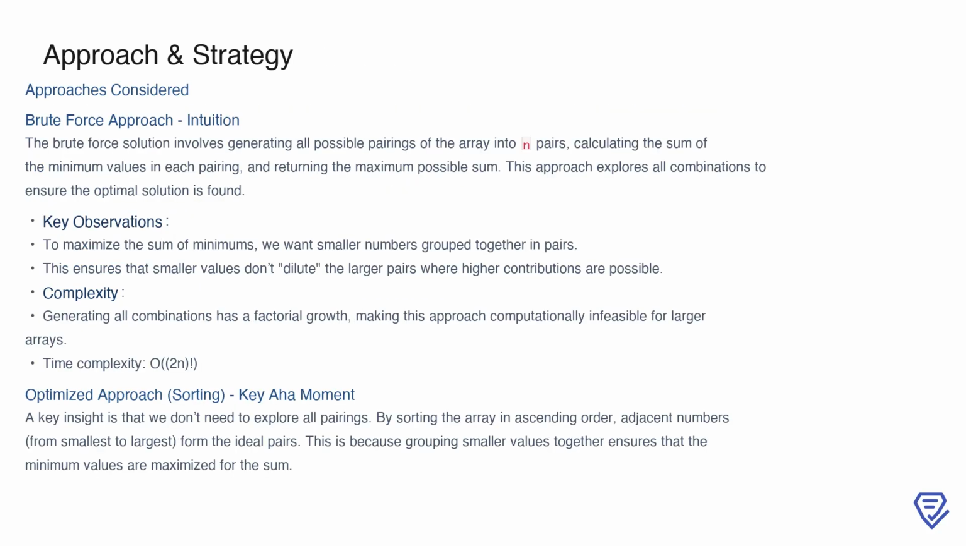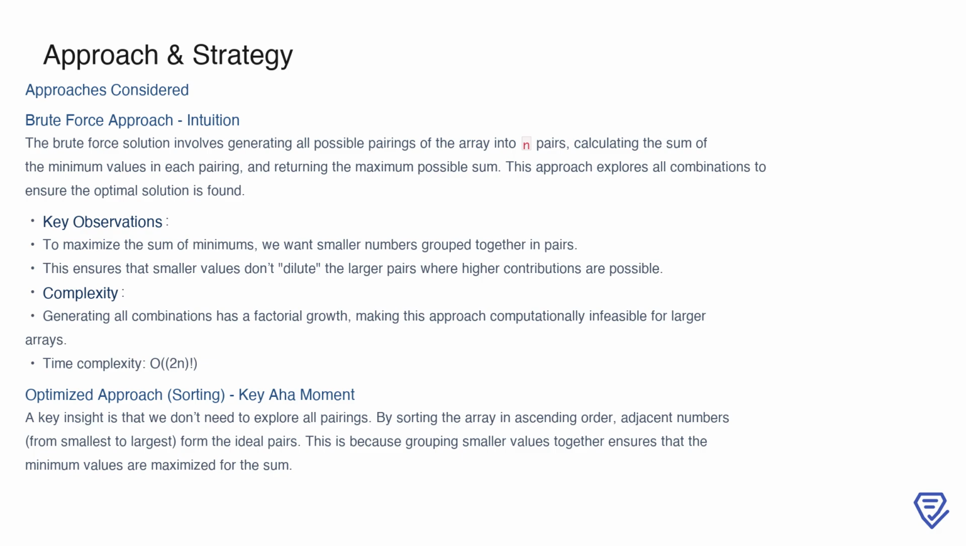To solve this problem, let's start by considering the brute force approach. The idea here is to generate all possible pairings of the array into n pairs, calculate the sum of the minimum values in each pairing, and then return the maximum possible sum. This ensures that we explore every possible combination to find the optimal solution.